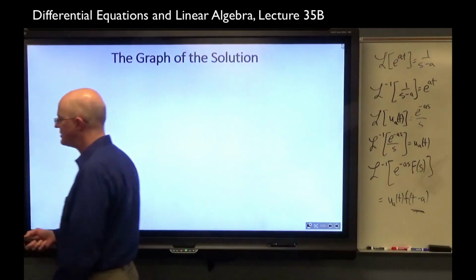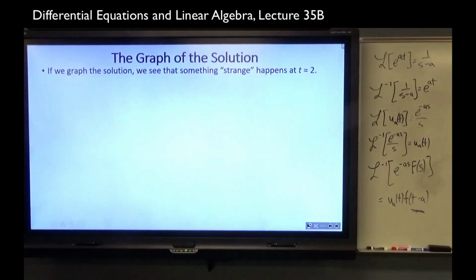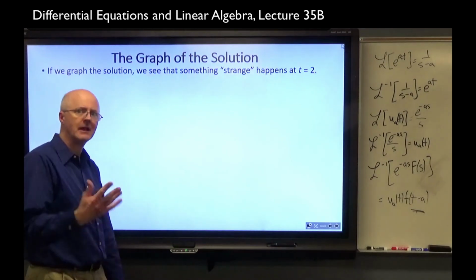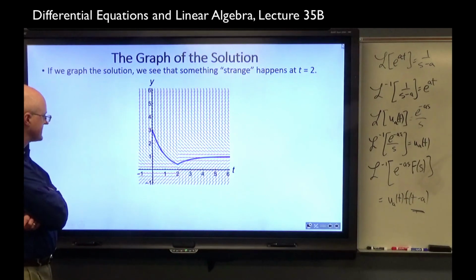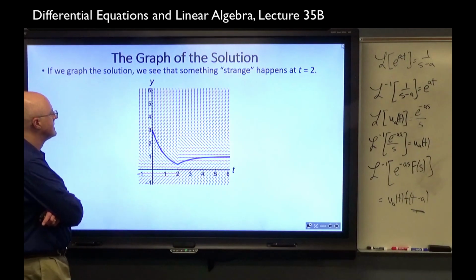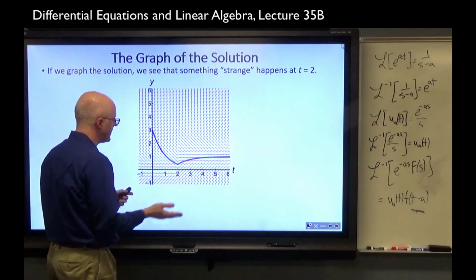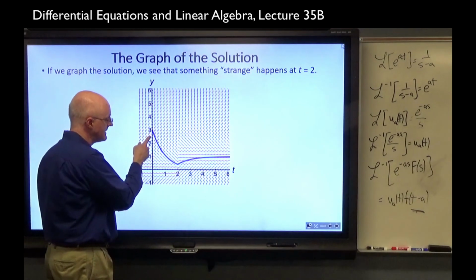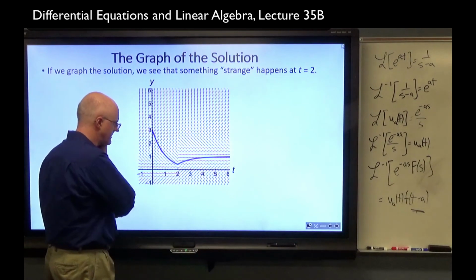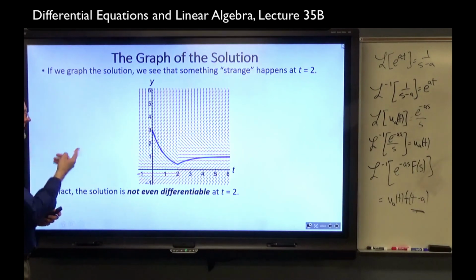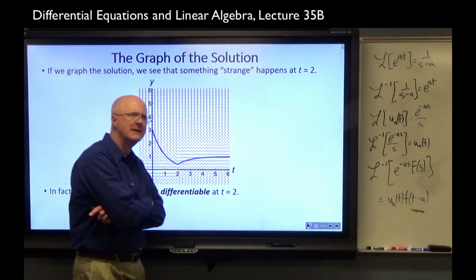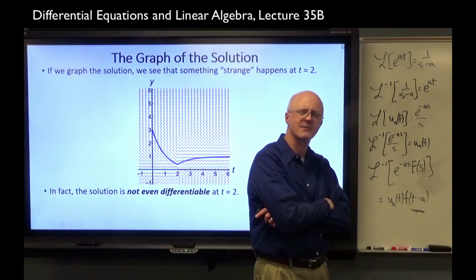So last slide for lecture B, here's the graph of the solution. If we graph the solution, we see something strange happens at t equals 2 when the light switch goes on. Graph the slope field and the solution. Slope field in red, solution blue here. Y of 0 is 3. Yeah, something weird's going on there at t equals 2. Wait a minute. The solution is not even differentiable at t equals 2. How can it be a solution of a differential equation if it's not differentiable at a point?